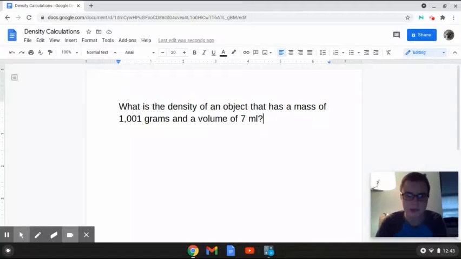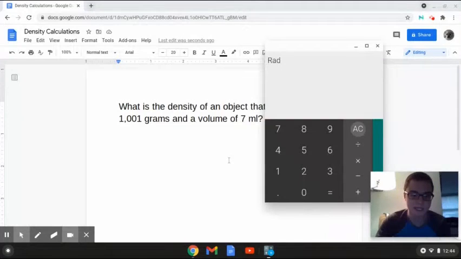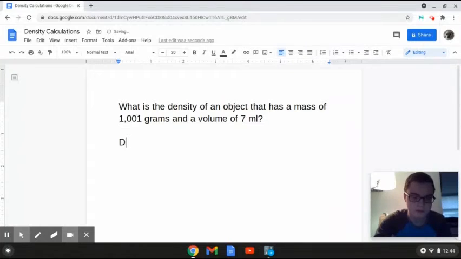Okay, so this next problem reads, what is the density of an object that has a mass of 1001 grams and a volume of 7 milliliters? Alright, so in this problem, we are given 1001 grams for mass and 7 milliliters for volume, and we need to figure out the density. And the way that we're going to be doing that is like we've been doing before. We're going to be taking the mass and dividing it by the volume. So we're going to be taking the mass, which is 1001, and dividing it by the volume, which is 7. Okay, so that will give us 143. So the density is 143.